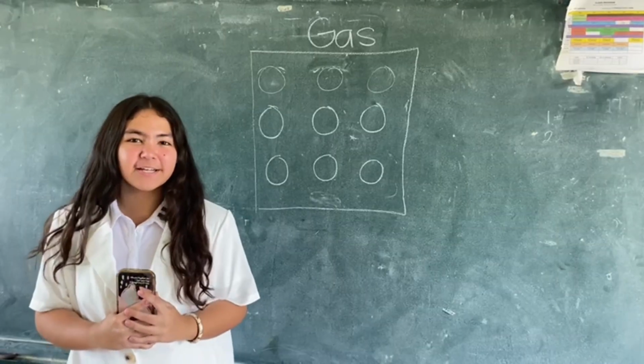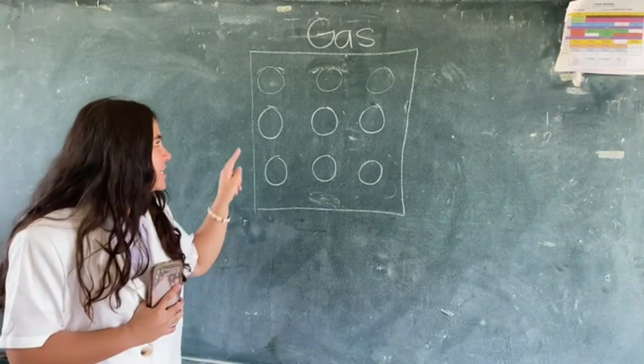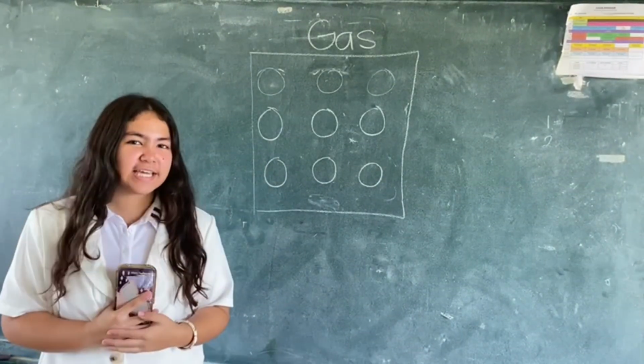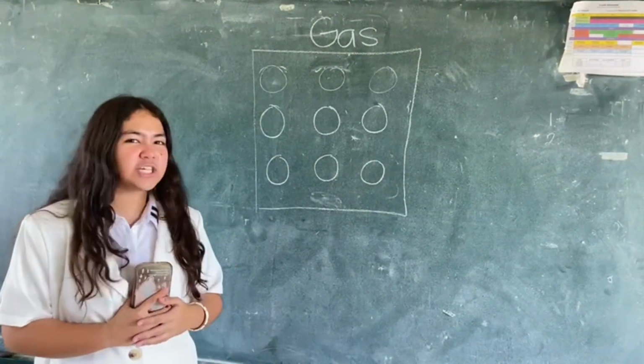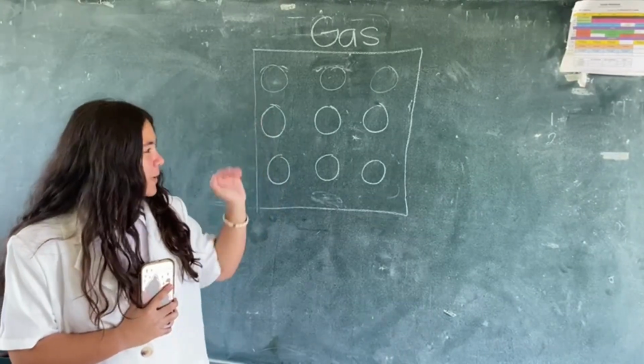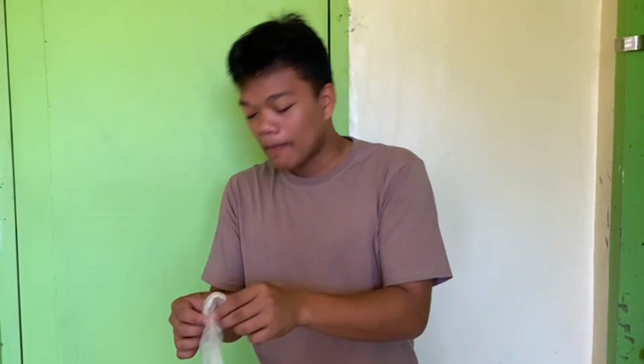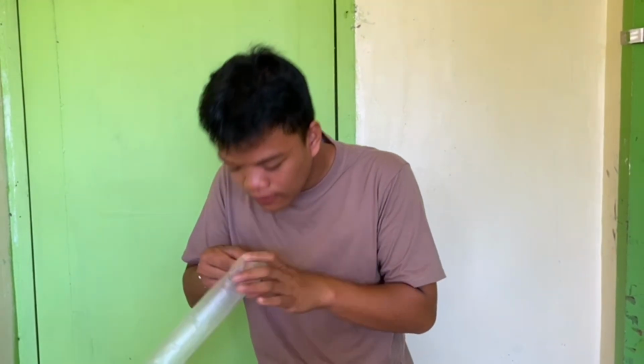An example to gas particles is this one on the board. This is the space and this is the gas particles. As you can see, gas is very far apart from each other and it gives them more space to move around quickly. Look! I dropped the gas inside here.